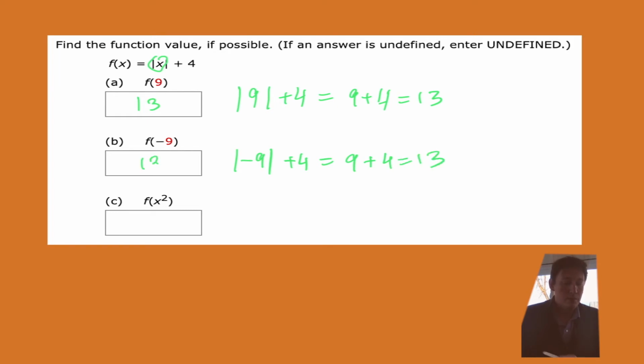It would be 13. And then lastly, we have absolute value of x squared plus 4. And I'm sure, as you know, if you take any negative number and you square it, it's always going to be positive, right? So any number squared is always going to be positive. So there really is no need for those absolute values here, because any number squared is going to give you a positive result anyway. So really the answer is just x squared plus 4.